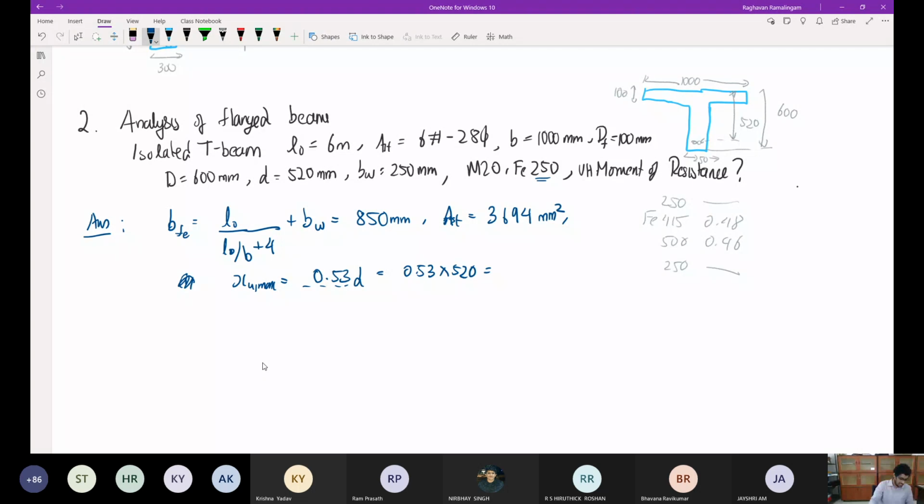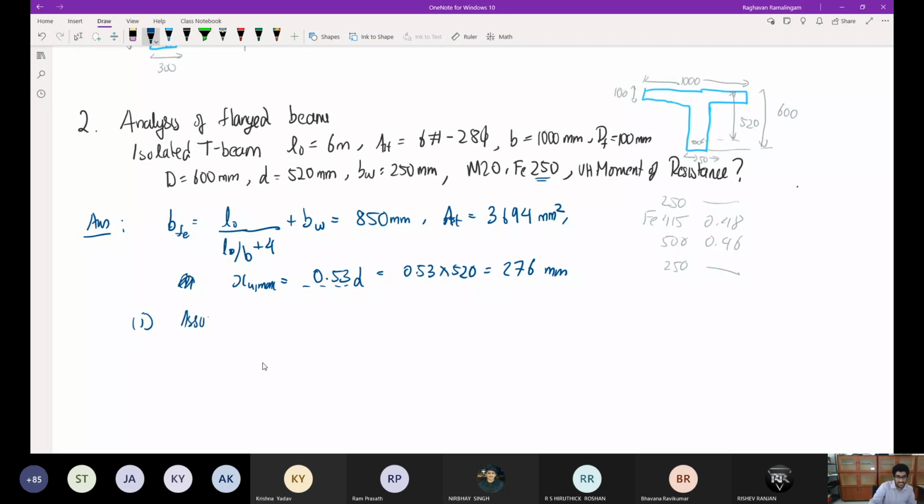How much is the limiting depth of neutral axis? 275.6. 275.6 or 276? Let's keep it as 276 mm. Okay, so we have found this. Now with this we'll start our usual procedure.